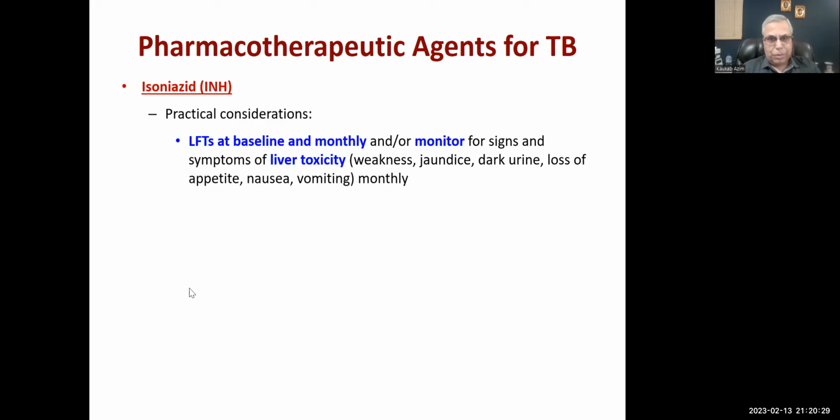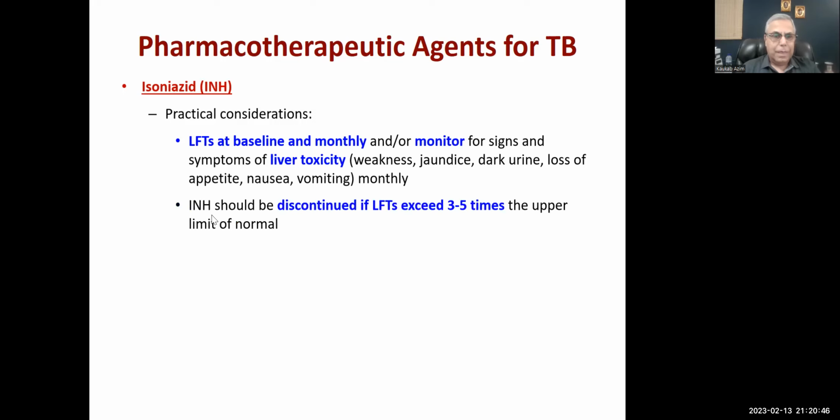LFTs, because it is hepatotoxic, it's there in the slide, it is liver toxic. Monitor for signs and symptoms, right? Look at the normal levels of ALT and AST and look how much they are increased. Those are the red flags. INH should be discontinued if the levels exceed 3 to 5 times of the upper limit of the normal, 35 or 40 milligram, whatever the normal level is. If it goes 3 to 5 times, 100, 150, 200, then you have to discontinue. That means the liver is getting damaged.